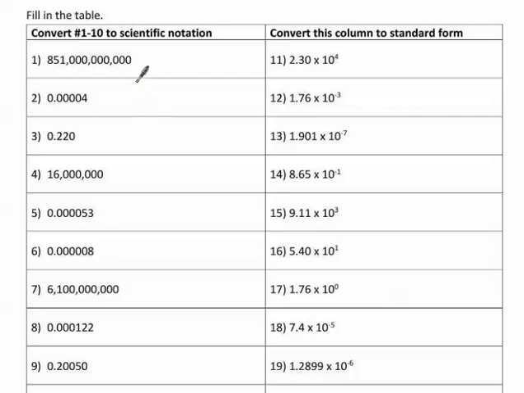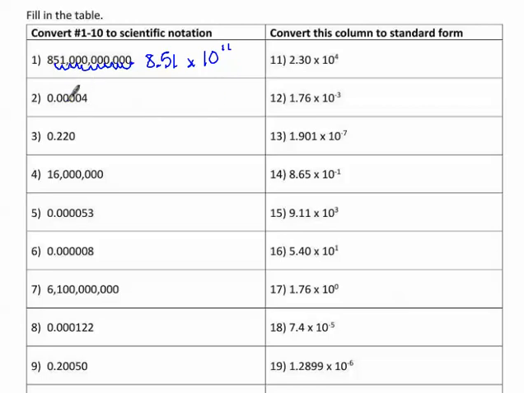Let's review converting to scientific notation. This is a whole number, so our exponent is going to be positive. Let's put the 0 at the back of the whole number and count up all the way to behind the 8. 1, 2, 3, 4, 5, 6, 7, 8, 9, 10, 11. So this is going to be 8 and 51/100ths times 10 to the 11th.